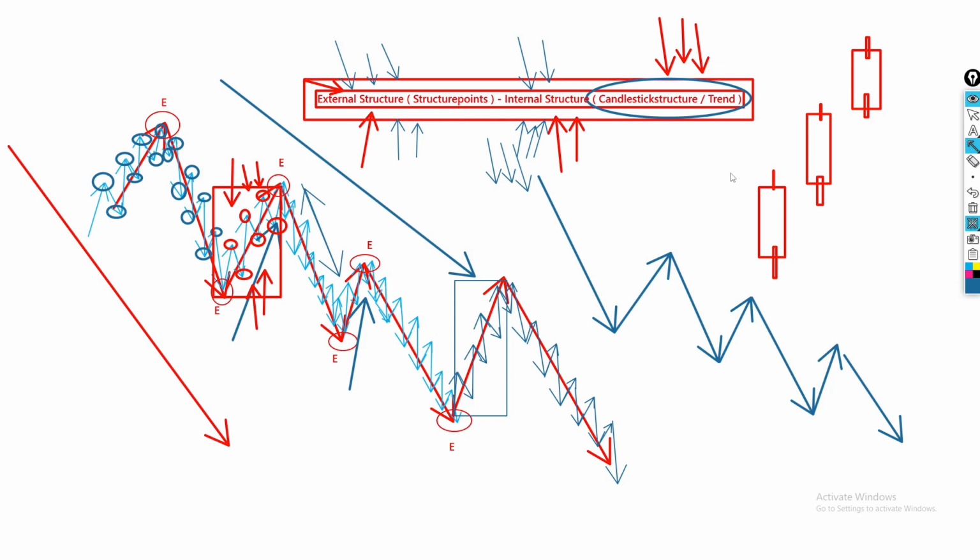So now that you understand the difference between external and internal structure, we're going to be taking a look and talking a bit about different breaks in market structure, right? Because that's a topic that is important, I believe. And this is going to give you some guidelines on when to expect a bigger retracement, when to expect a smaller retracement, right? So we're going to be discussing that.